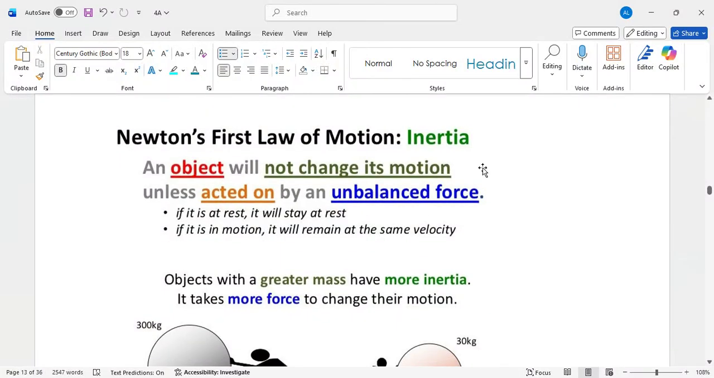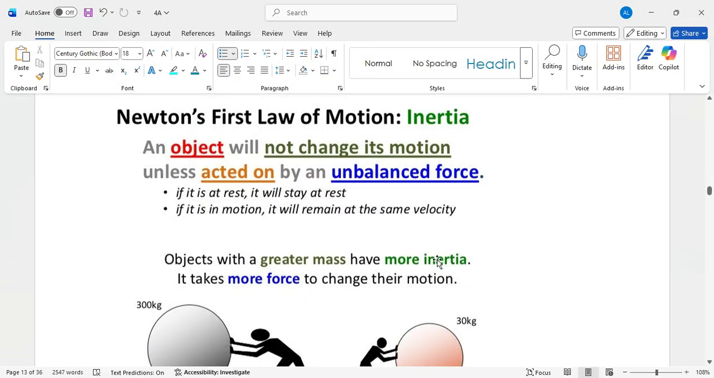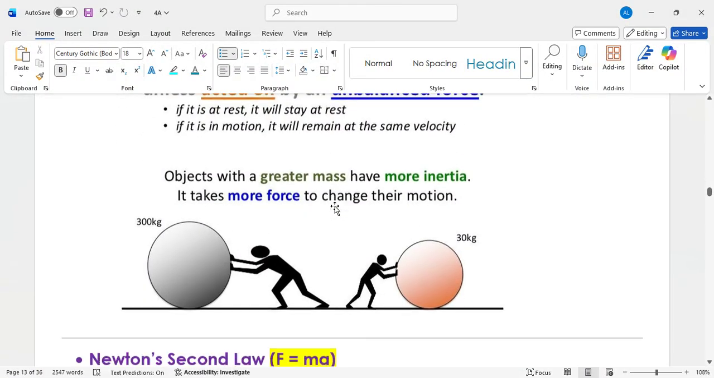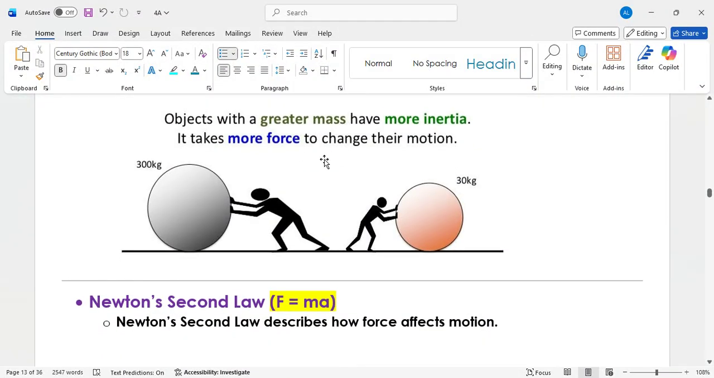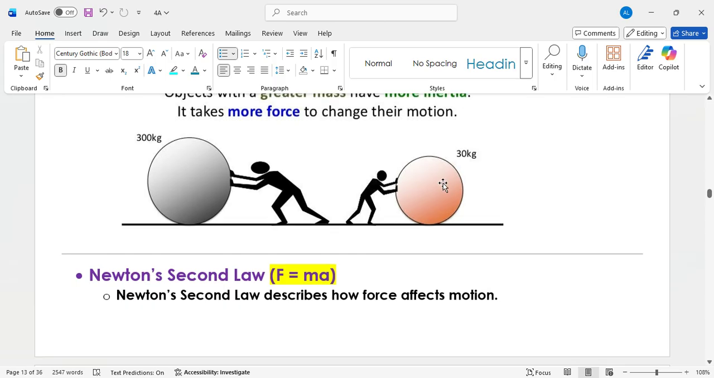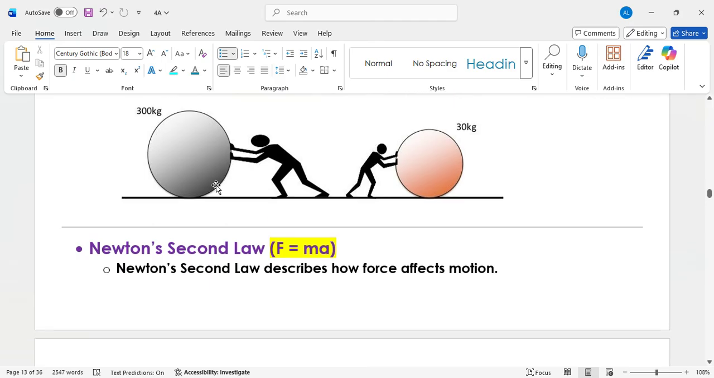Newton's first law of motion, inertia: an object will not change its motion unless acted on by an unbalanced force. If it is at rest, it will stay at rest. If it's in motion, it will remain at the same velocity. Okay. Objects with a greater mass have more inertia. It takes more force to change their motion. This is 300 kilograms. This is 30 kilograms. It takes more force to change their motion depending on the mass. More mass, more force. All right. That's why they say F equals ma.